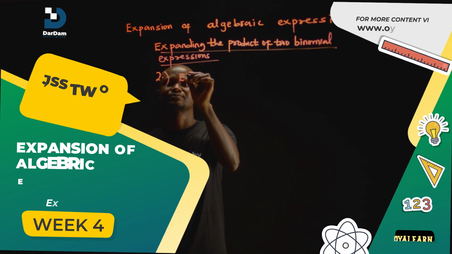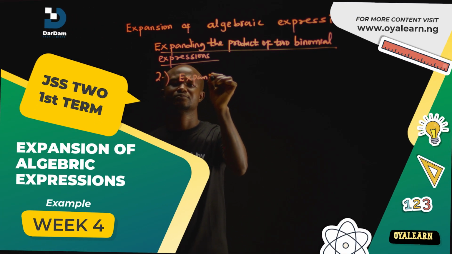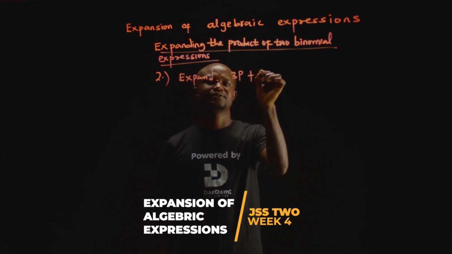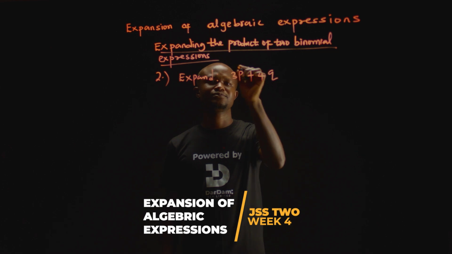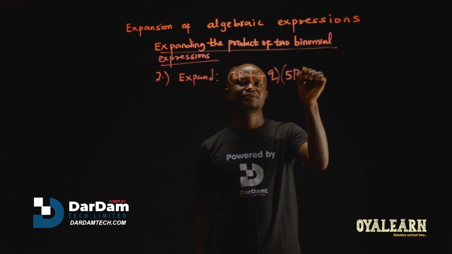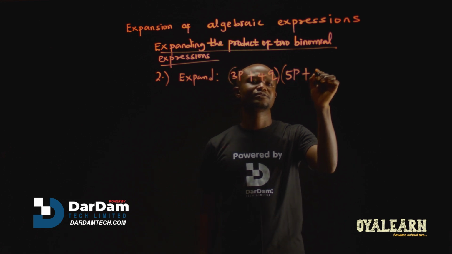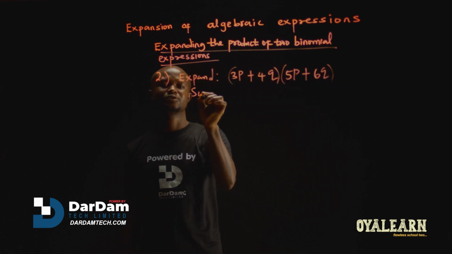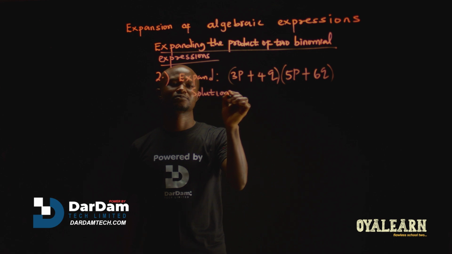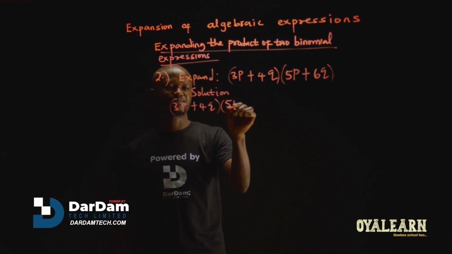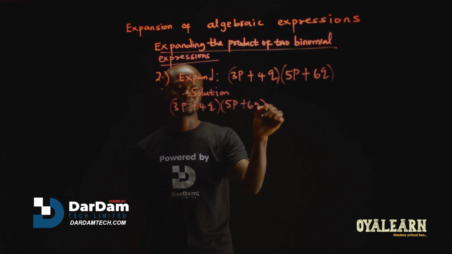Expand (3P + 4Q)(5P + 6Q). Solution. We have (3P + 4Q) into bracket (5P + 6Q).